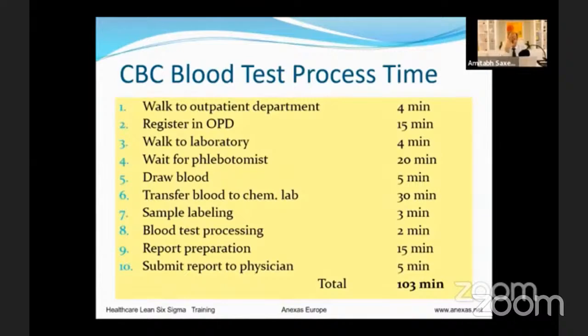Now, walking to OPD is not adding any value. Registering is not adding any value. Walk to lab is not adding any value. So what are the two value-added steps? Only two: drawing the blood and blood test processing. Remaining are all non-value-added activities. And in many hospitals, we have eliminated the registration process, by the way. So these are some examples of non-value-added activities. I told you 80% of your time is wasted in non-value added activities. Let me show you some more.